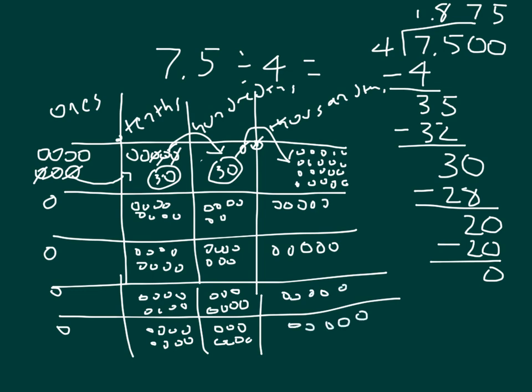All right, if you're still with me, that is 1.875 with that place value chart. And so, we have those different approaches to be able to solve these problems.